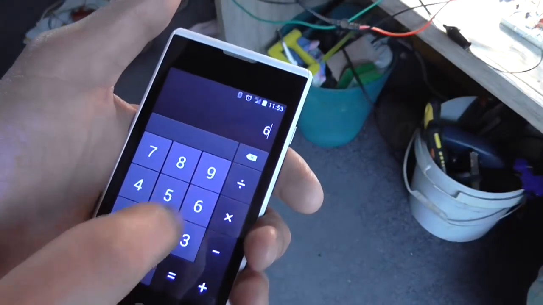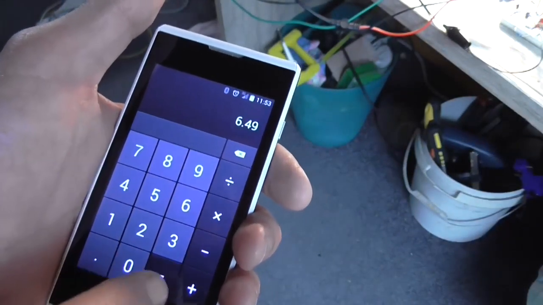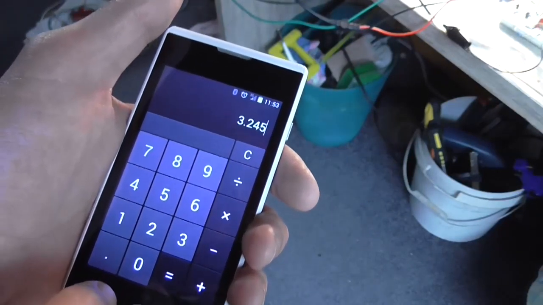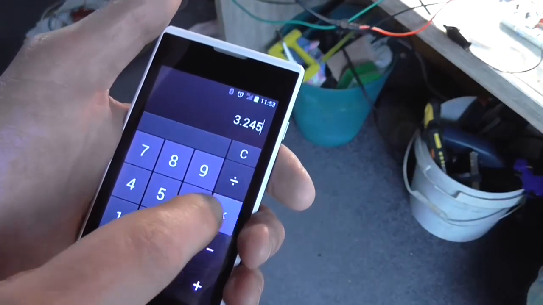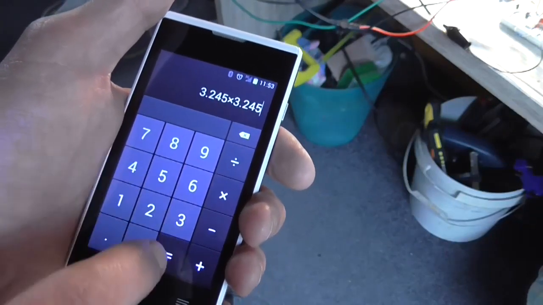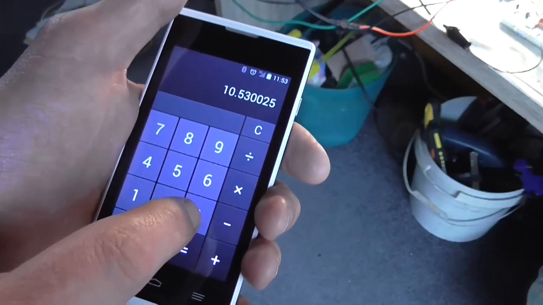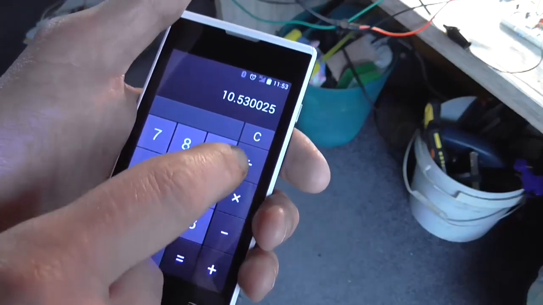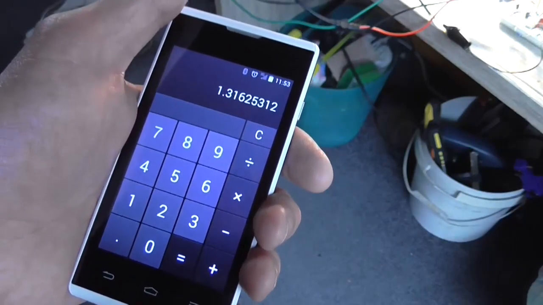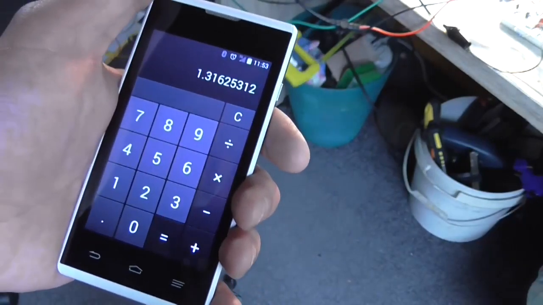Okay, so we're at 6.49 peak to peak. Divide that by 2. Gives us 3.2 roughly. So multiplied by itself, square it, gives us that. I can see right away it's not going to be much output power, divided by the load, 1.3 watts. Now that's understandable.